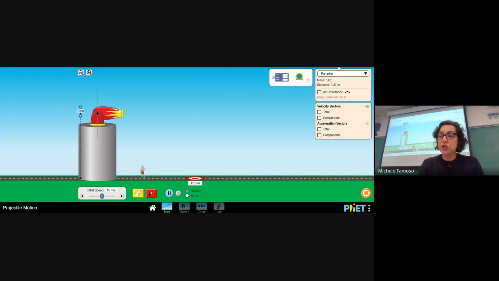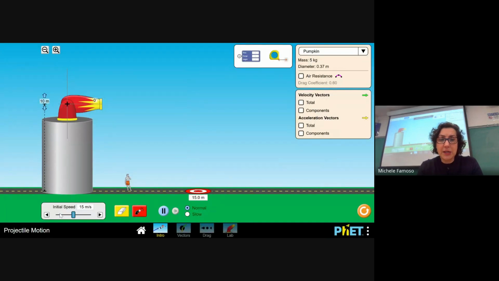In the simulation, please set the initial speed down here on the bottom left to 2 meters per second. You can adjust that with the slider bar. There it is, 2 meters per second. Now you can click the launch button, which is this red button. That's going to fire it. And you can see that it went right down to the ground and landed there.